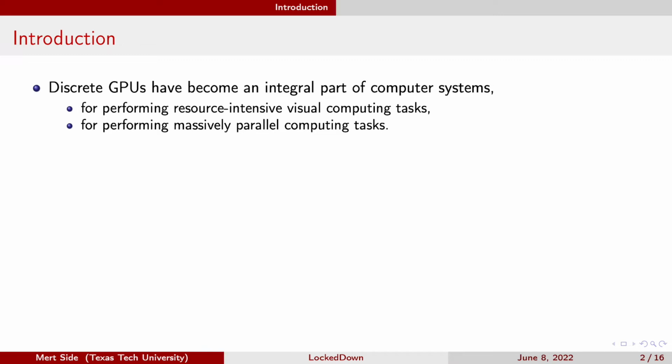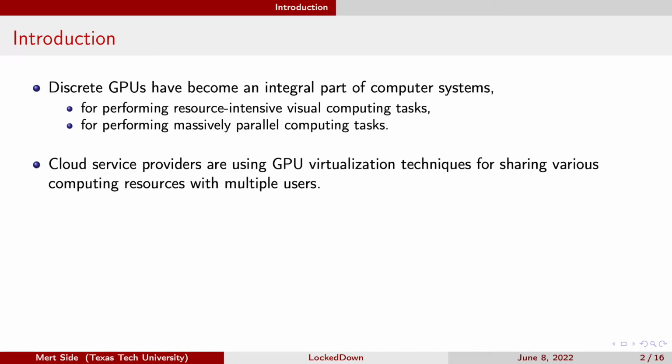Modern GPUs have become increasingly popular over the past decade. On the one hand, they are needed to perform resource-intensive visual computing tasks, such as graphics rendering. On the other hand, along with the development of general-purpose GPU programming models like CUDA, modern GPUs have also been extensively used for performing massively parallel computing tasks.